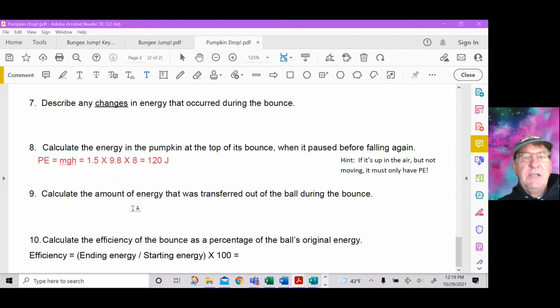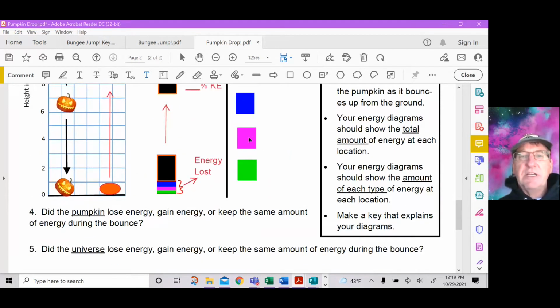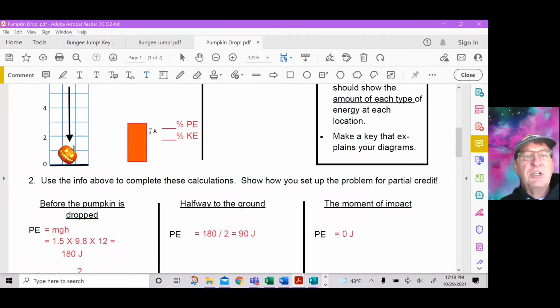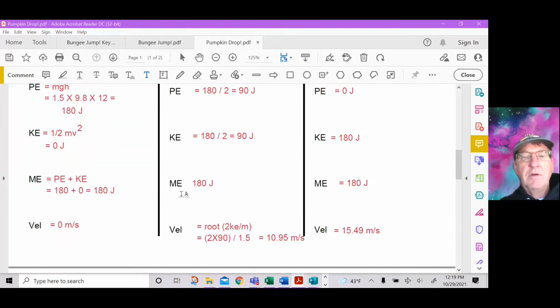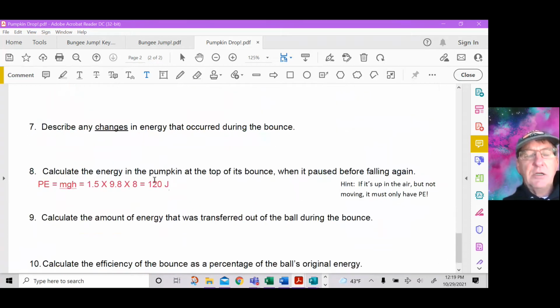Number 9, calculate the amount of energy that was transferred out of the ball during the bounce. Well, wait a minute. Nobody gave me any equations to figure out these 3 kinds of energy. Oh, but wait a minute. I know that it had this much energy to begin with. It was about 180 joules, wasn't it? Right? That's how much energy it had to start with when it hit the ground. When it bounced back up, this much was lost. This much stayed with the ball, which I just calculated as 120.